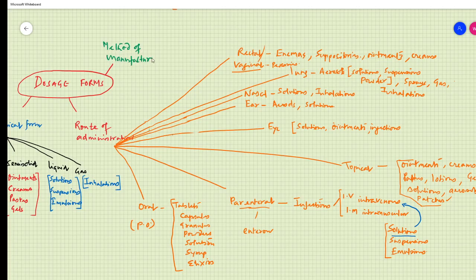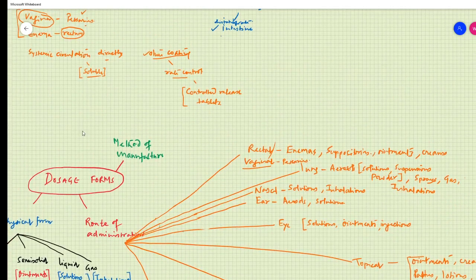According to the method of manufacture, meaning according to how it is being processed during manufacture, they can be sterile dosage forms, or they can be non-sterile. Okay, in addition, there are novel dosage forms. Okay, novel meaning new, which are just in the experimental stages.